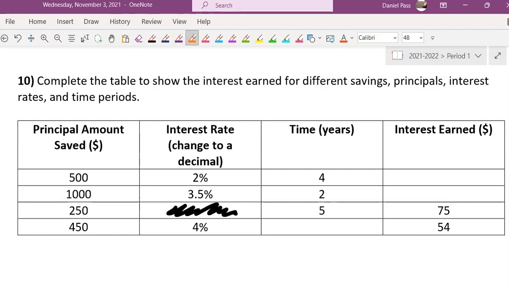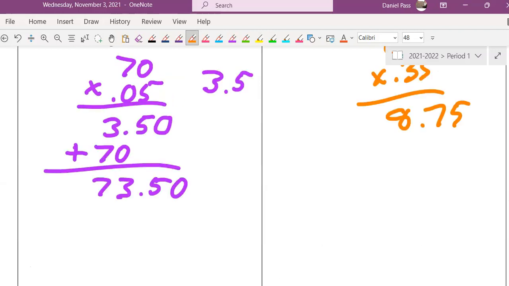Orange. Okay, so complete the table to show the interest earned. So savings principal is the original, just a fancy word. Interest rate is the percentage, and time period is the year. Okay, so tell me, what do we have?